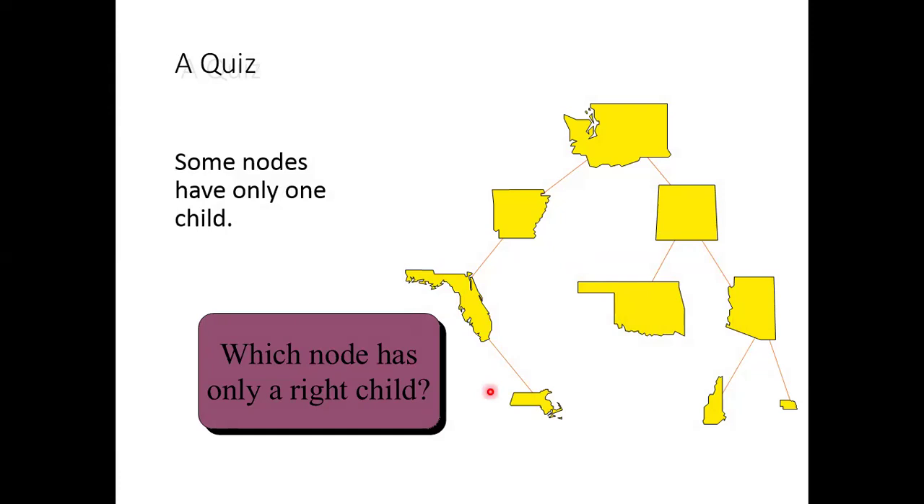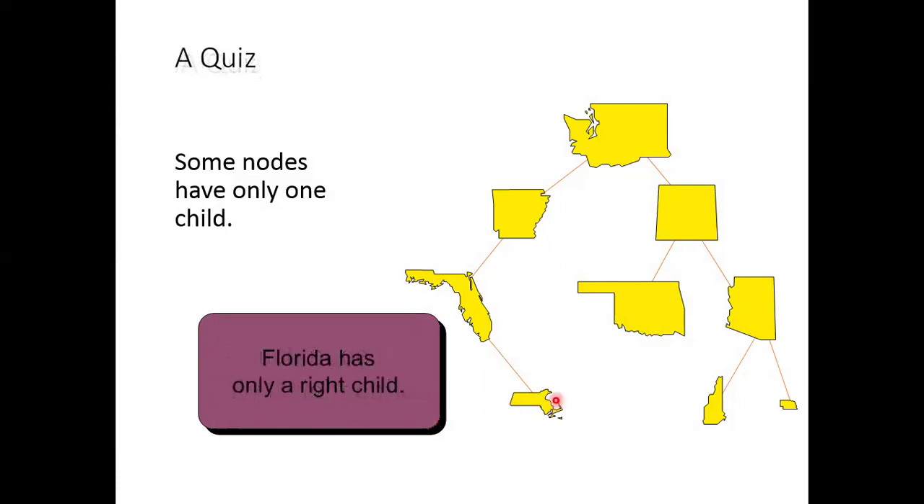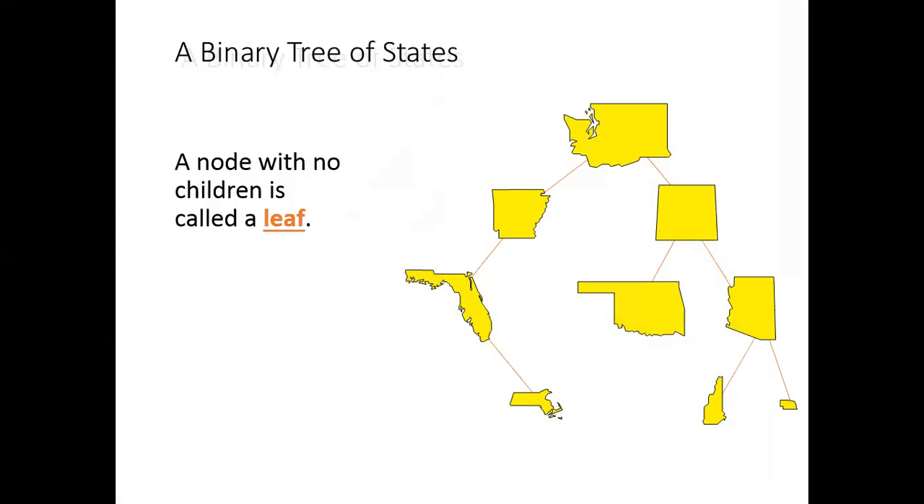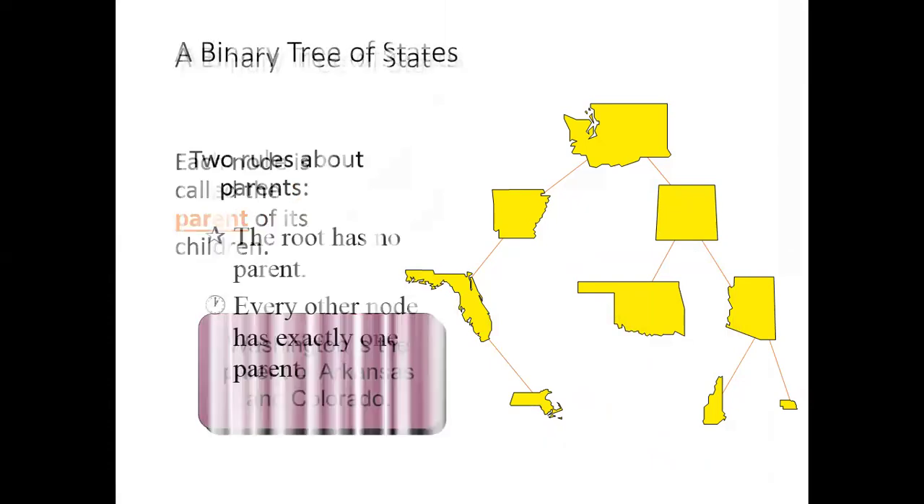Now, some nodes have only one child. Which node has only a right child? Guess it. Florida has a right child, only this one has a right child alone. So I'm naming this parent node Florida, and this will be the right child. Next, leaf node: a node which does not have any children is considered a leaf node. Those will be the last nodes in the tree.